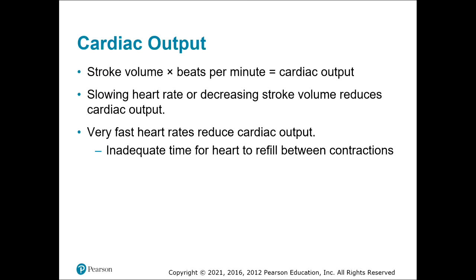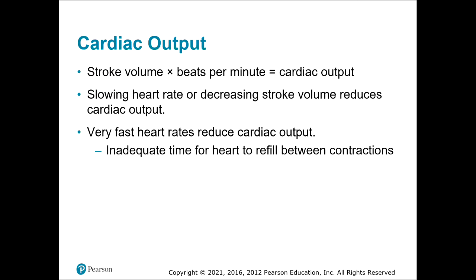So like I said, stroke volume times beats per minute is your cardiac output. Anything affecting one of these 2 things will affect your cardiac output. So slowing heart rate or decreasing stroke volume reduces your cardiac output. On the opposite end of the spectrum, if our heart's pumping too fast, that reduces our cardiac output. How? There's not enough time for blood to get into the heart for it to be adequately pumped out and oxygenated.